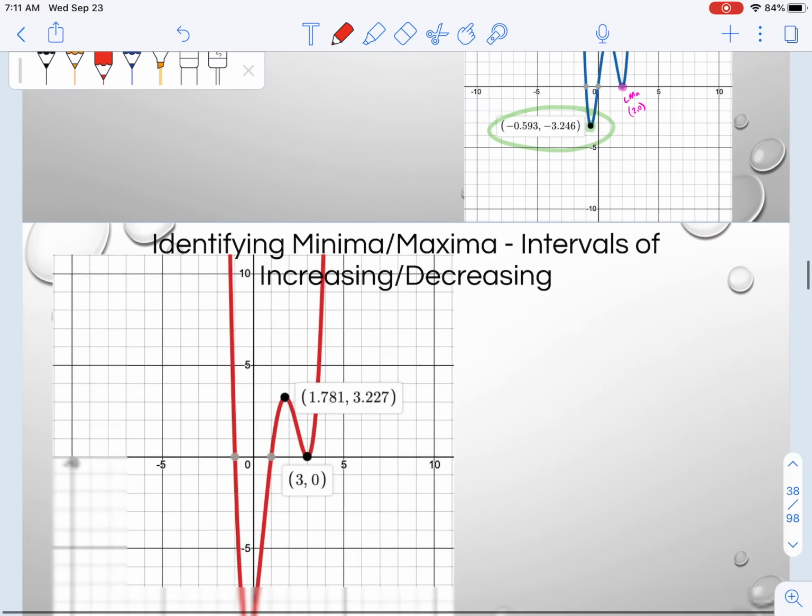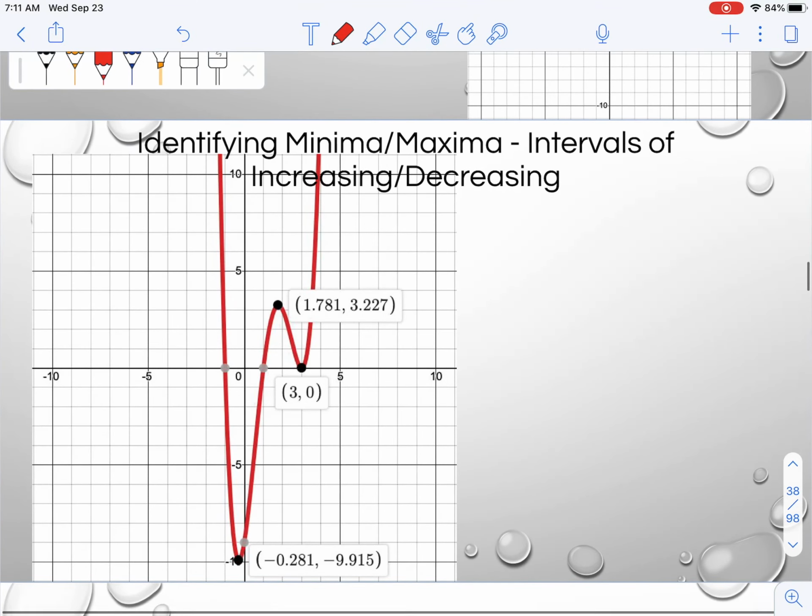Let's talk about intervals of increasing and decreasing. An interval of increasing or decreasing is essentially where, as I move left to right along my graph, if my slope is negative, or if my y values are decreasing, then I have an interval of decreasing. So let's do intervals of increasing, and we'll do intervals of decreasing.